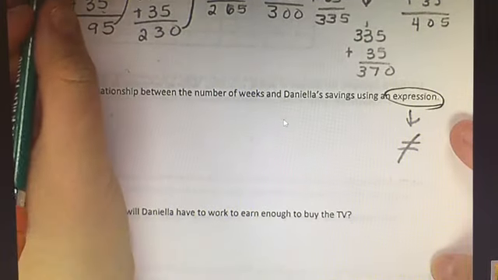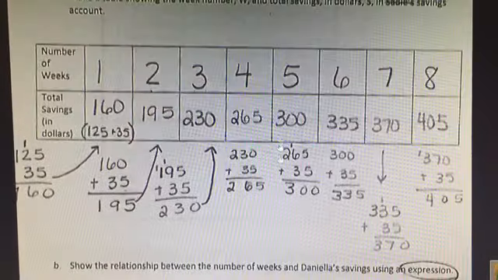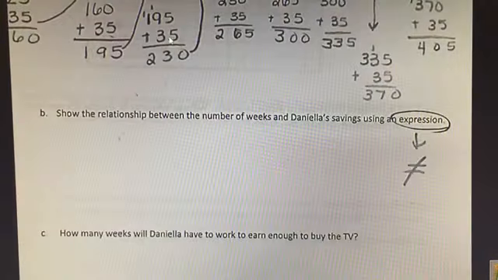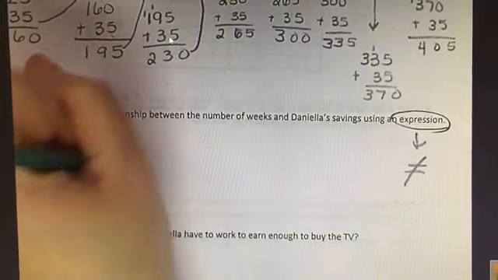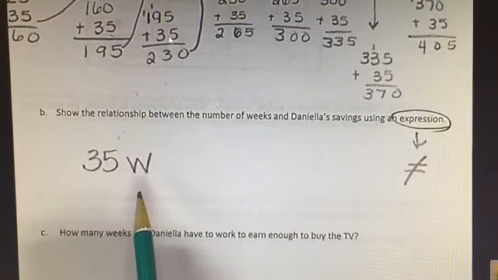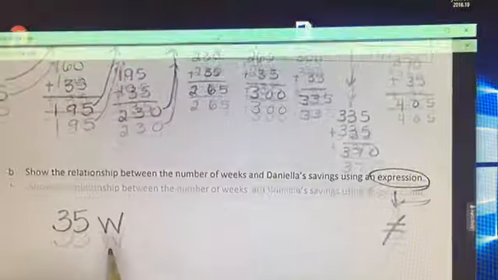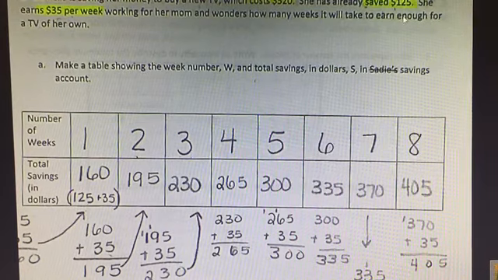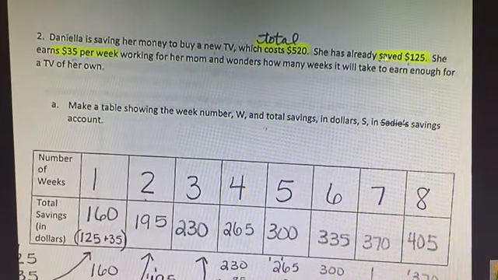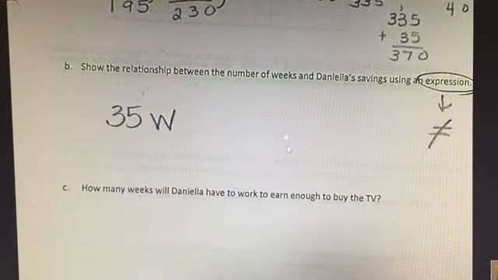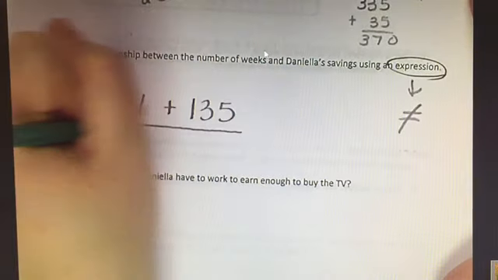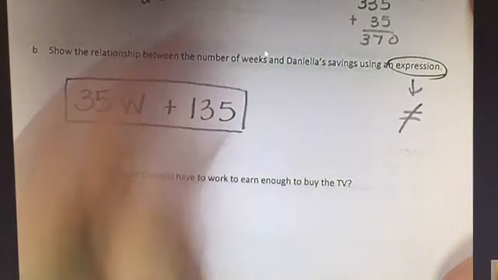We know that every week that we are working, okay, we are getting $35. So here's our $35 per week. So we're gonna take 35W, okay, and that tells us how much we make each week, but we have to remember that we had already saved $125. So that has to be added in, okay? So plus $125, okay? So this is our answer. You notice no equal signs, correct?